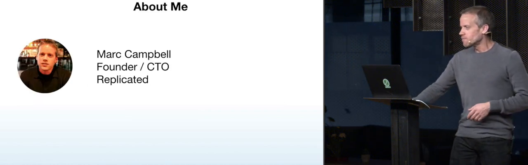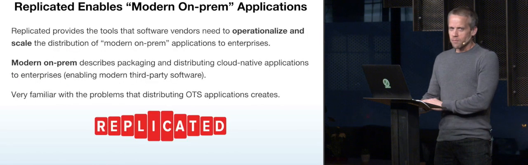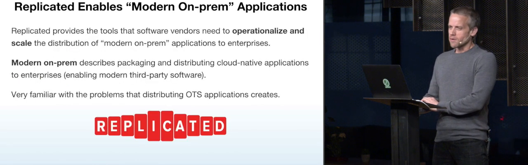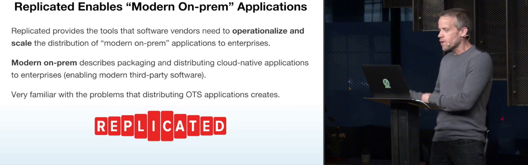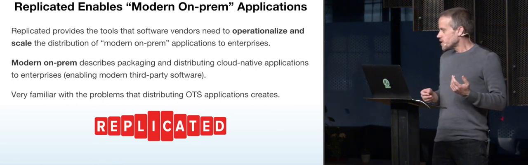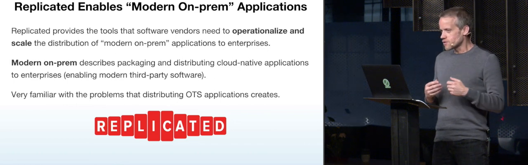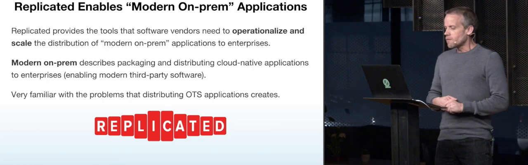My name is Mark. I'm the founder and CTO of a company called Replicated. We have a platform that enables SaaS companies to ship modern on-prem installable versions of their application, which often just means in a private VPC. And these are often Kubernetes applications. It's a SaaS provider who's packaging their software up and running it inside their largest enterprise environment.